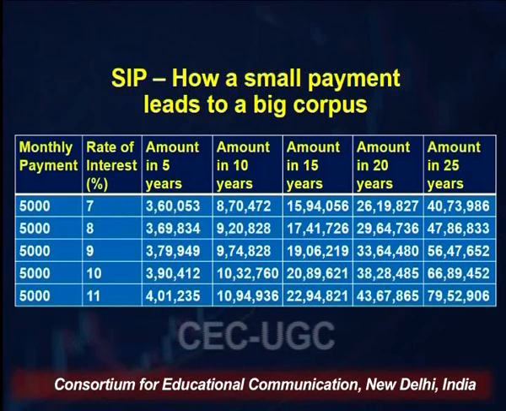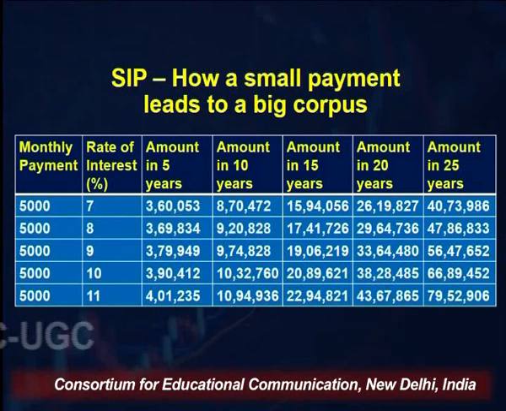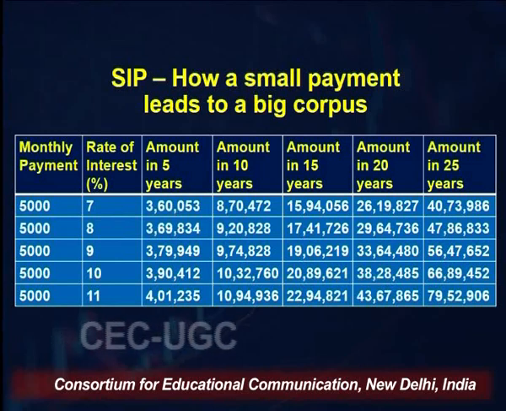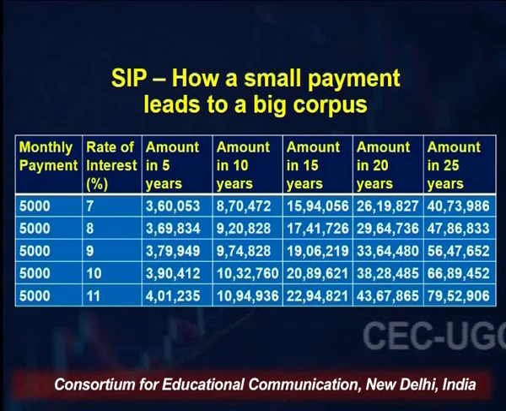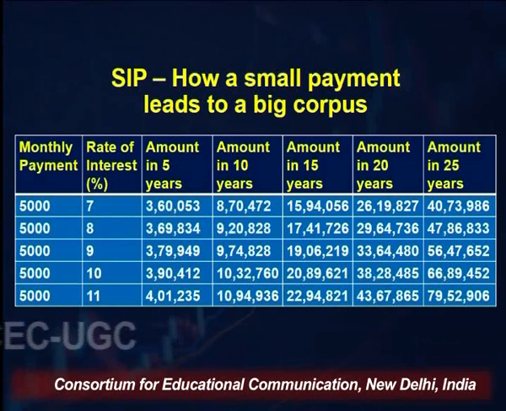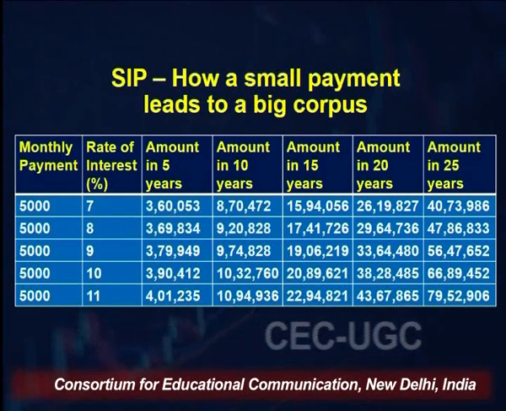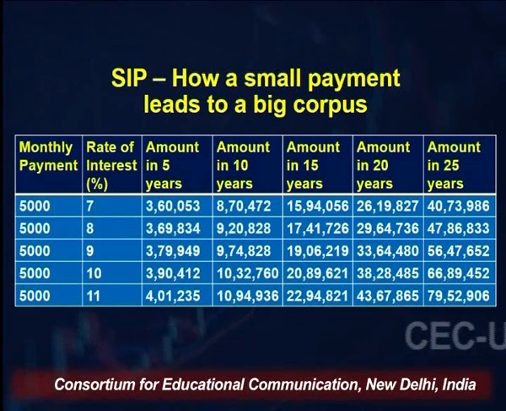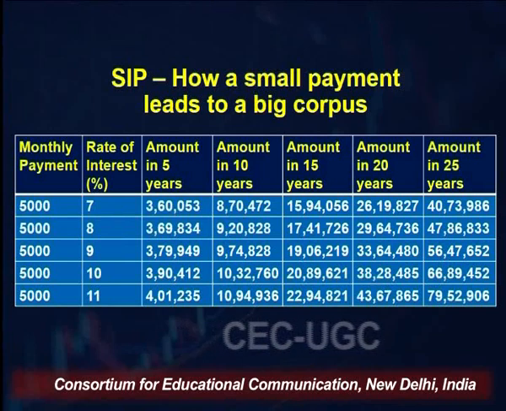40,73,986. So friends, 5,000 rupees per month for a middle class person is not a big amount. But if you invest regularly in a disciplined manner, if you start investing when you start earning, at the age of 24, 25, by the time you become 50, you will be able to get 40,73,986 rupees. So you can imagine. But normally it has been observed in India that in the long run, the rate of return is more than 7%, it is 11%, 12%, sometimes 15%.